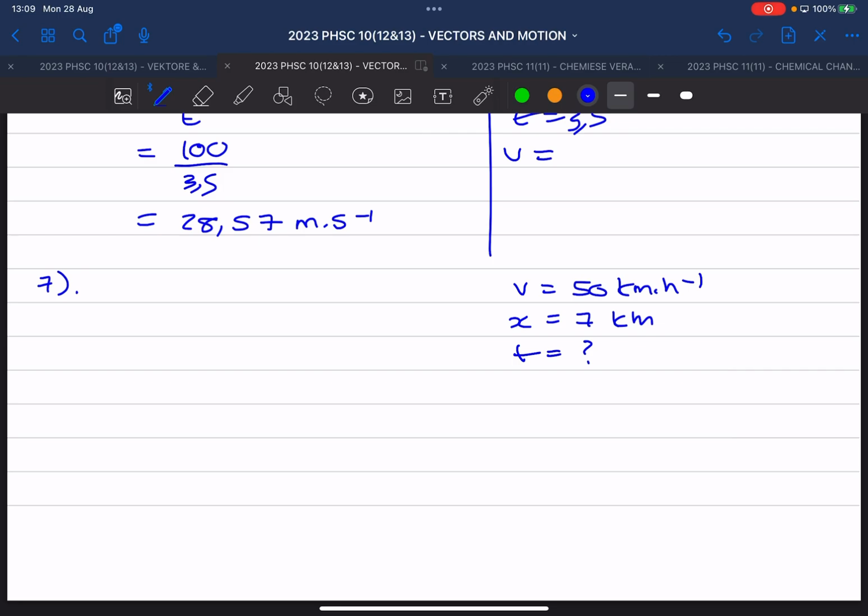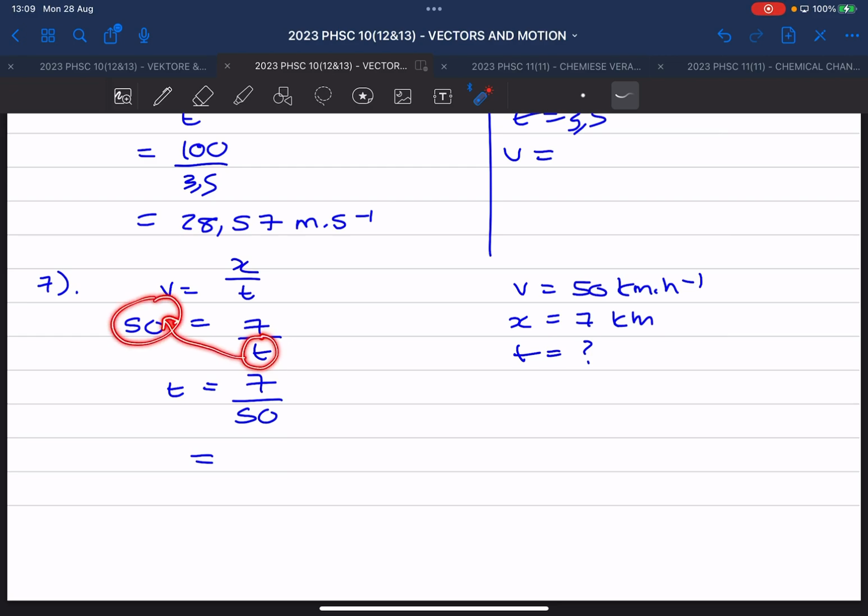Oh, I said V equals D over T, and then I said D would be 50, which will equal 7 over the time. Time is underneath the fraction, so you want it at the top, and then that 50 goes to the bottom. So 7 divided by 50, and that gives you 0.14 hours.